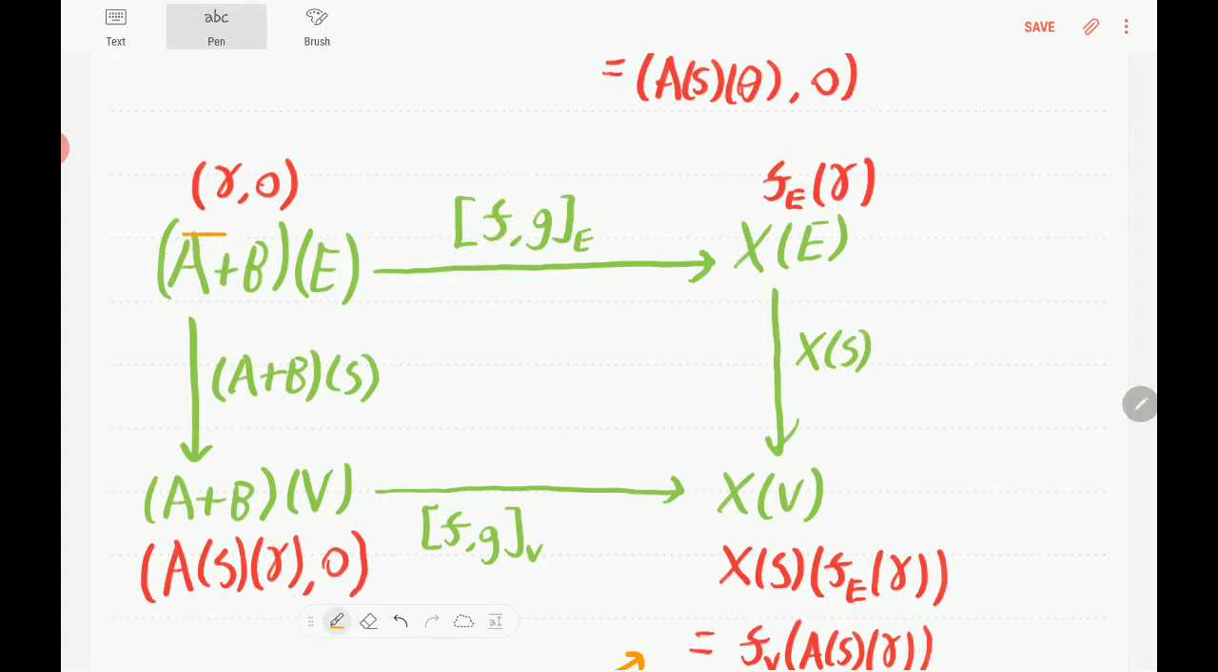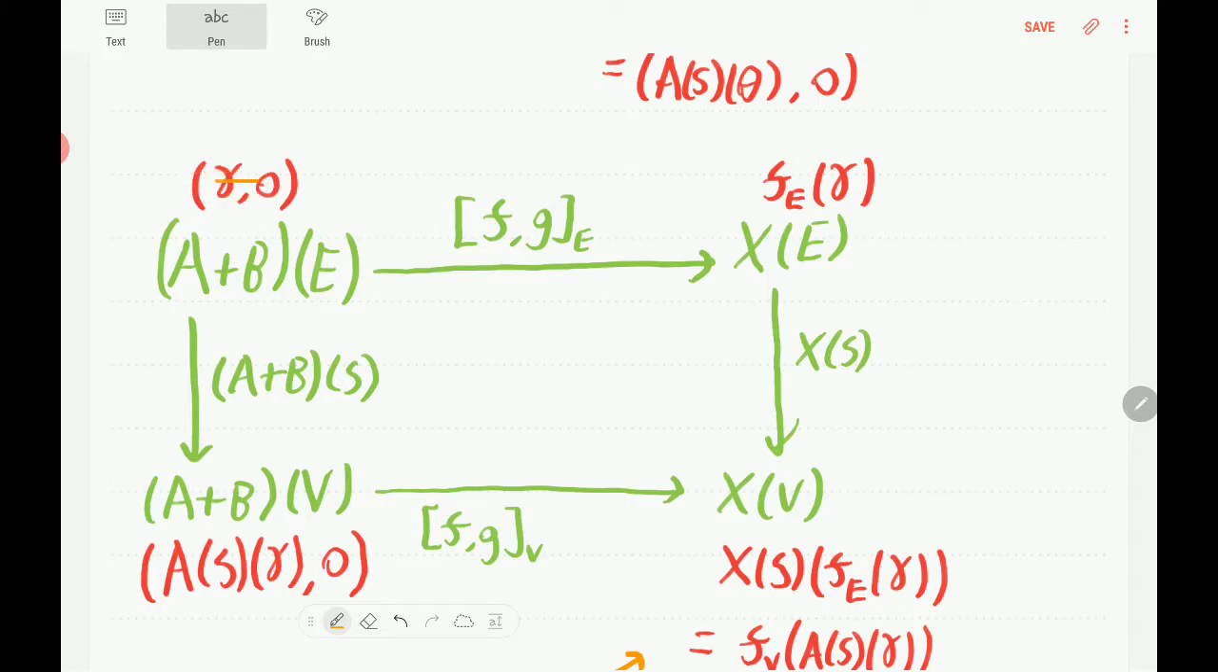So the other thing we want to show then is that this F comma G arrow, which is an arrow from A plus B to X, is a natural transformation. Remember, we're supposing that F is an arrow from A to X and G is an arrow from B to X. So how can we see that this is a natural transformation? Well, again, we just want to prove that this is a naturality square.